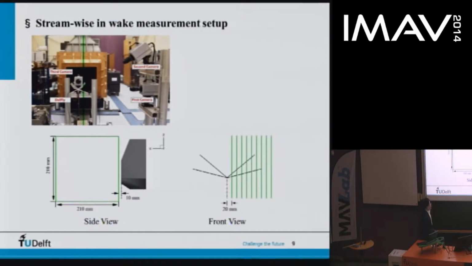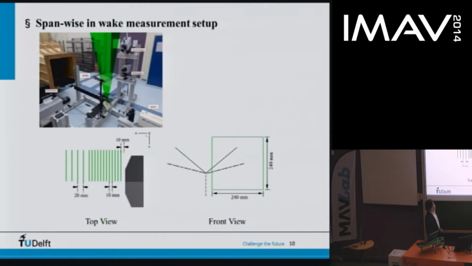The second setup is aiming to measure the wake topology along the streamwise direction. Also, we use a 22 by 22 centimeter field of interest and the same position here. In the second setup, we measure the wake topology along this spanwise position, from 1 centimeter after the wing until 21 centimeters in the back.